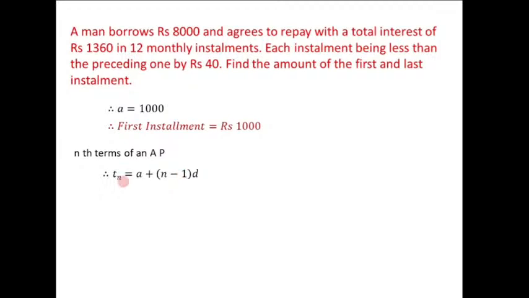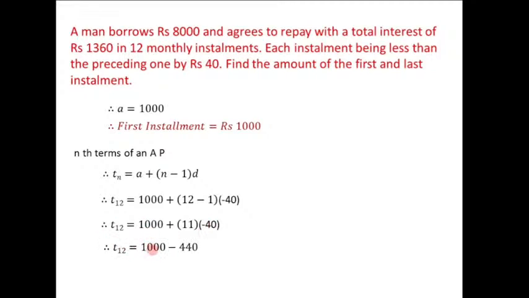So by using this formula we can find the nth term, but here we have to find the last installment, and the last installment is the 12th installment, so we have to take n is equal to 12 here. Thus T12 is equal to a, we have just found the value of a, that's 1000, plus n minus 1, that is 12 minus 1, into d, and d is minus 40. So we get T12 is equal to 1000 plus 12 minus 1, that's 11, into minus 40.